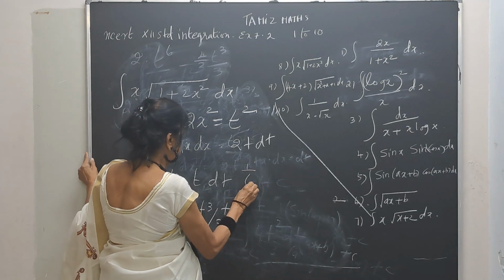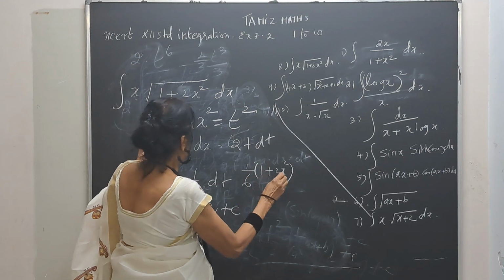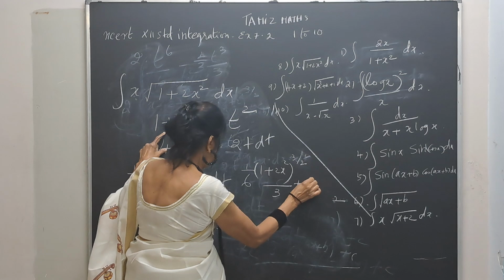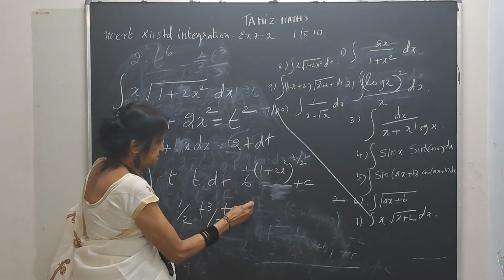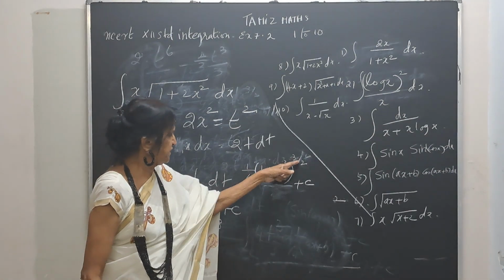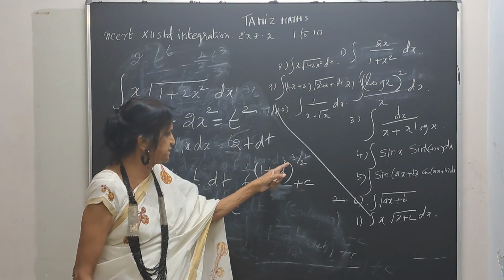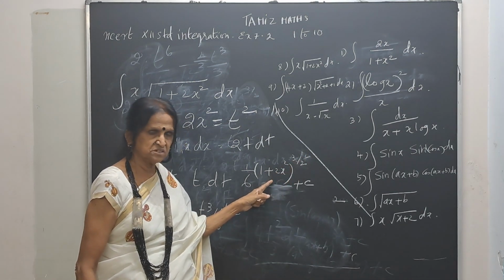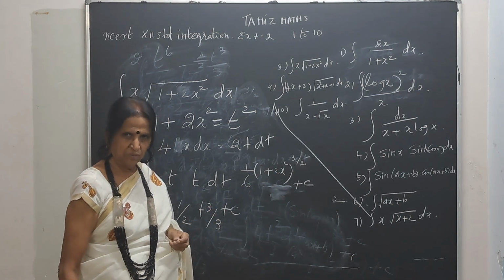So it is 1 by 6. What is t? 1 plus 2x square whole power half. So whole power 3 by 2 by 3 plus c. So it's 1 by 6. We get this. You differentiate this and see. 1 by 6, 3 by 2, into differentiation of this will be 1 plus 2x square, 3 by 2 minus 1. That will be half. Followed by derivative of this. What is derivative of this? 4x. I hope you are getting it.